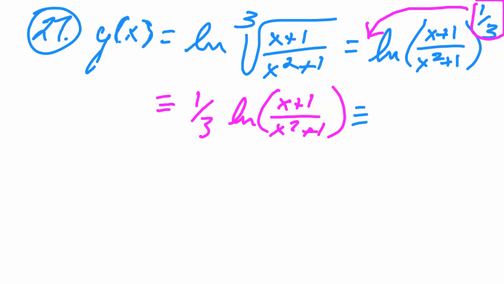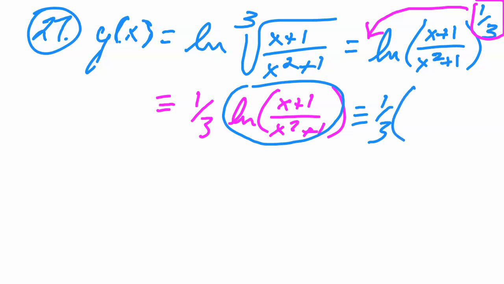So instead of doing that, I want to rewrite this again using log rules. So this is equivalent to 1/3. For this part right here, natural log of a divided by b is the natural log of a minus the natural log of b. So this is going to be the natural log of x plus 1 minus the natural log of x squared plus 1.